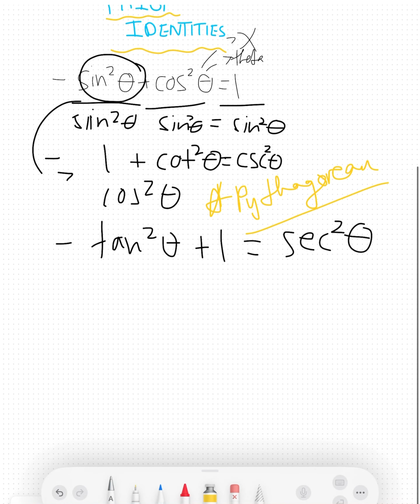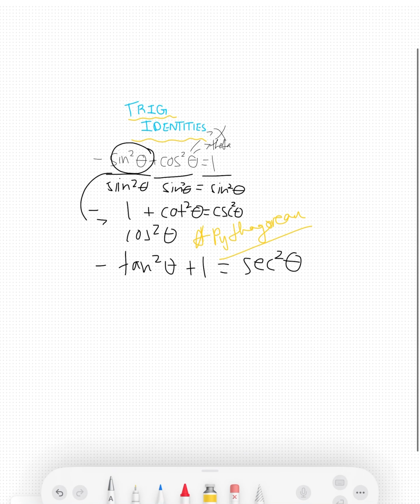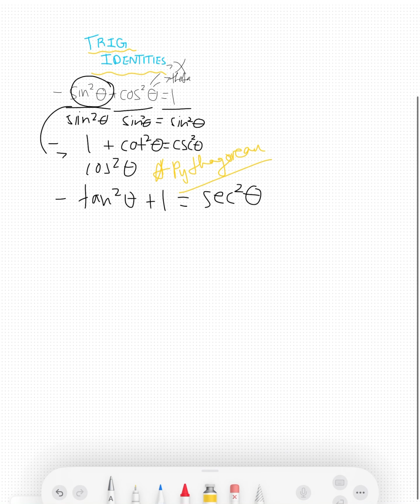And now let's go down a bit, or let me zoom out. Now let's talk about our even and odd identities. I'm just going to be focusing on sine, cosine, and tan.